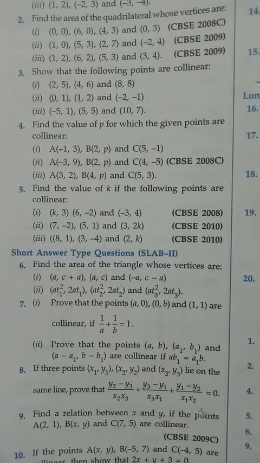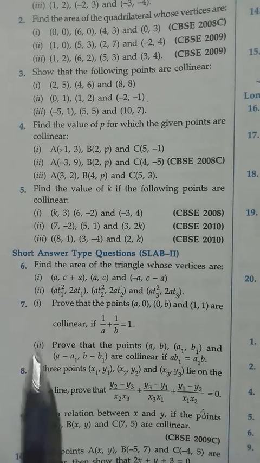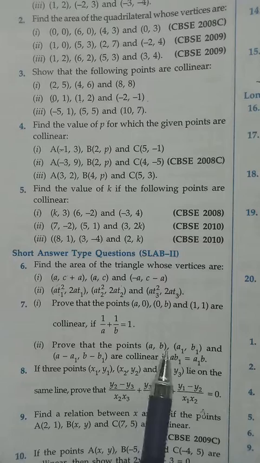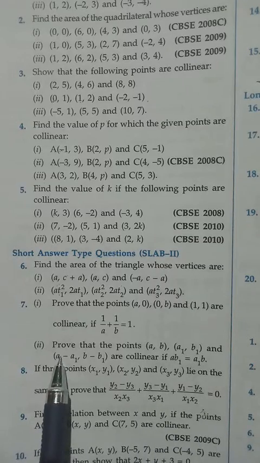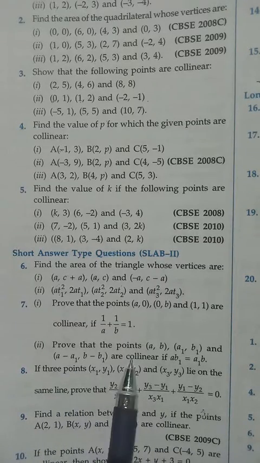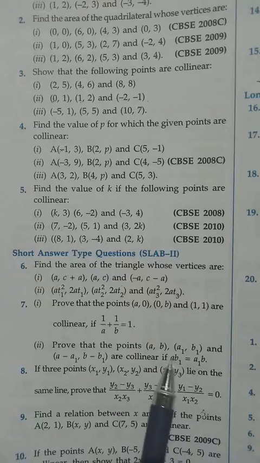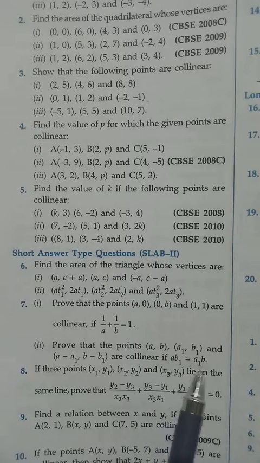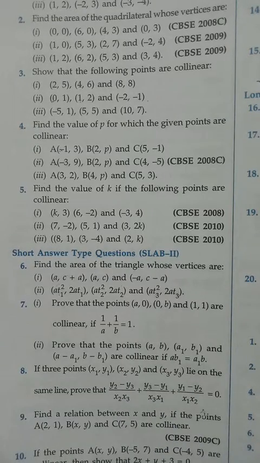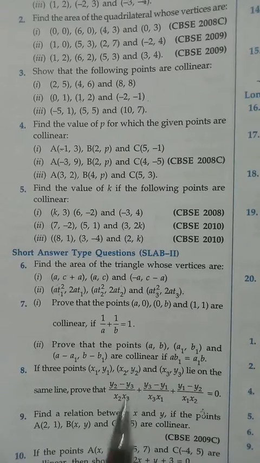The next is question number 7-2. We have the points AB, A1 B1, and A minus A1, B minus B1. They are collinear. Here also, these 3 given points will be collinear only if AB1 equals A1B. So for collinearity, we need the area of the triangle. So let's find that out.